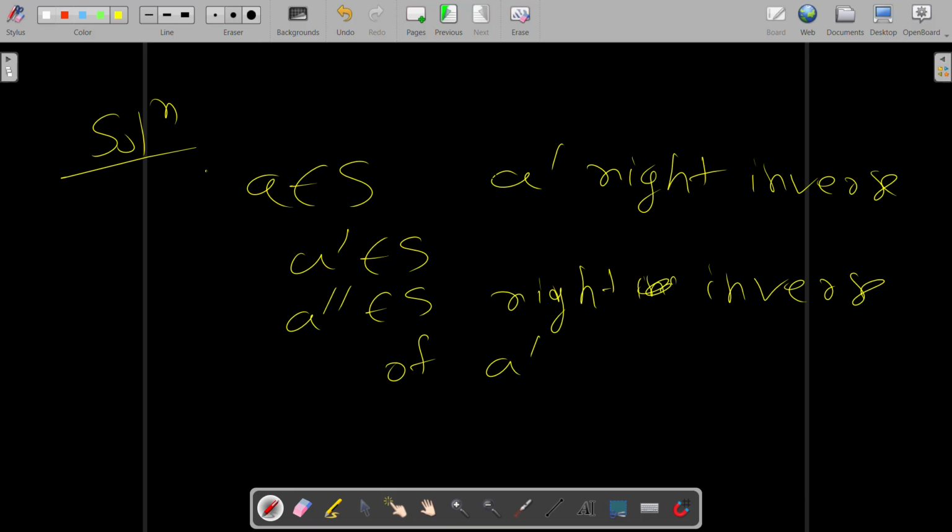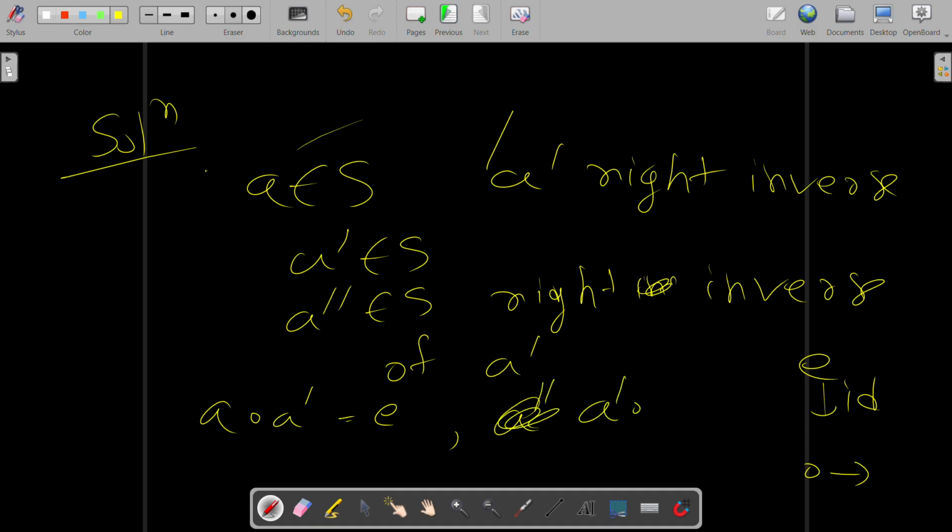Now, let E be the identity element and not be the binary composition. Since A dash is the right inverse of A, we can say A composed with A dash equals E. Similarly, A double dash is the right inverse of A dash, so we can say A dash composed with A double dash is equal to E.